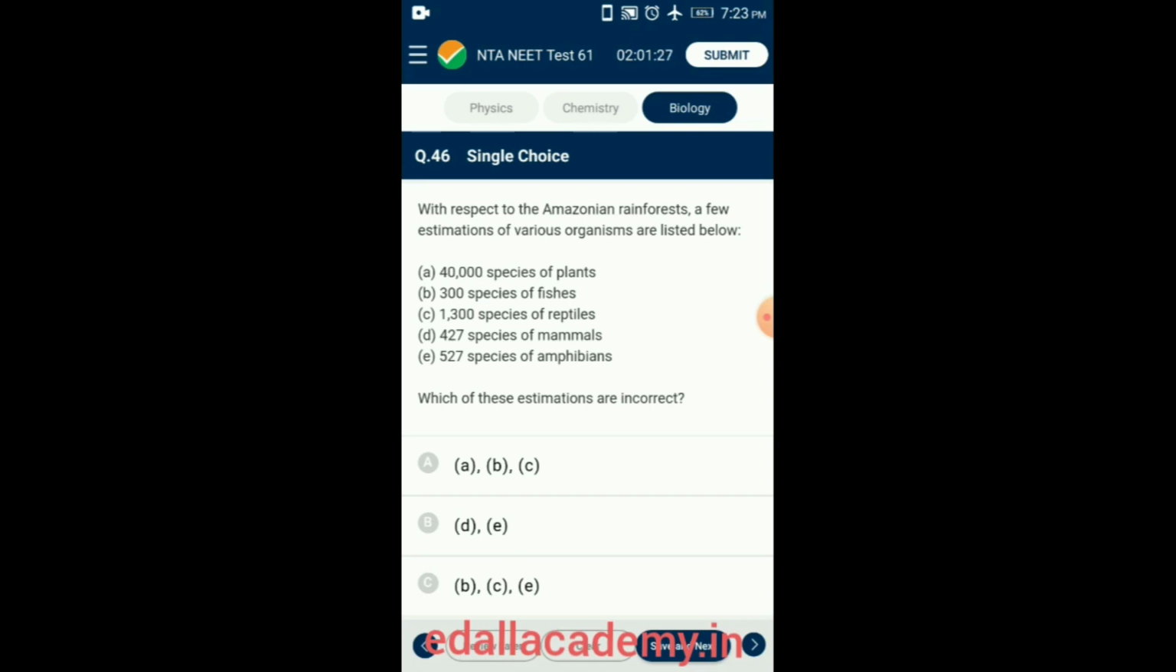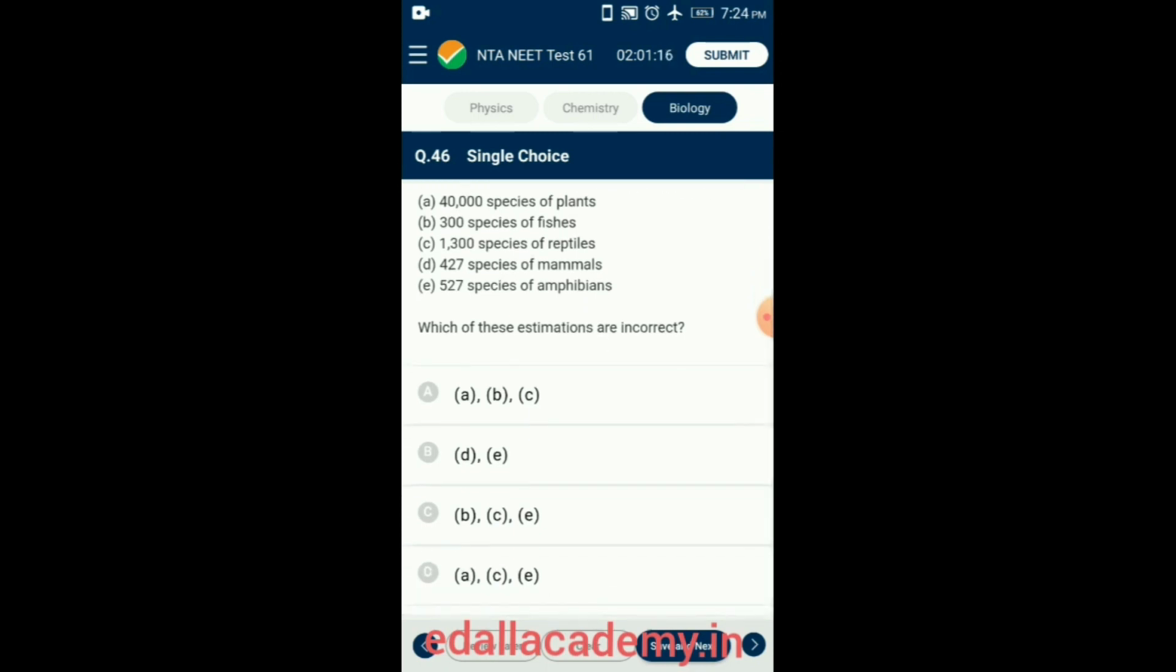From the given 5 options, B, C, and E are incorrectly given. So the answer for this question is option C.